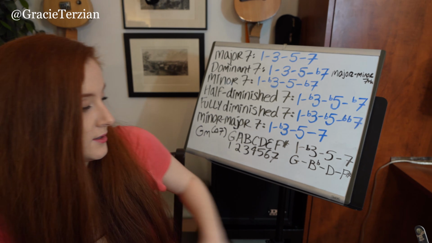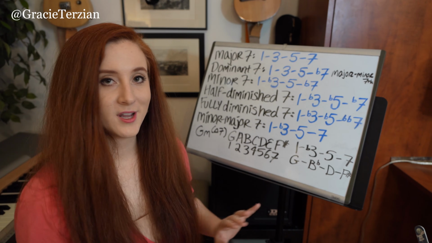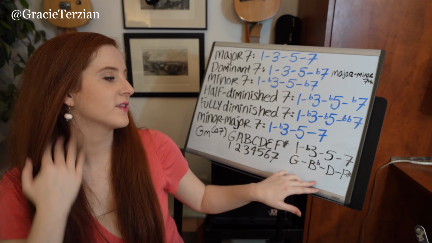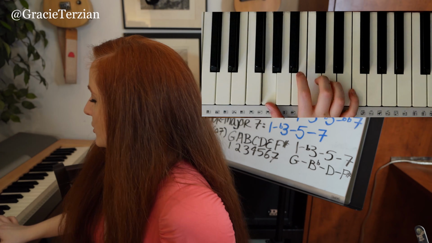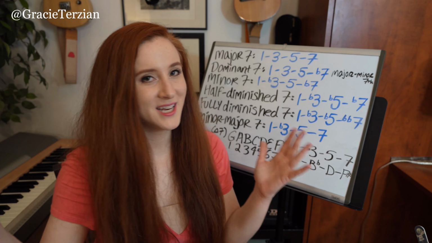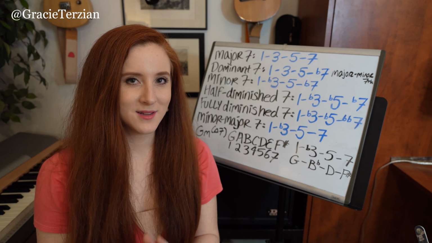So yes, in this chord it is true we have a flat and a sharp all in one chord name. That is totally possible and valid. So we have G, B flat, D, and F sharp. G, B flat, D, F sharp. There is our G minor major 7 chord. And you did it. We got through all of the 7 chords just now. So hopefully this made sense.